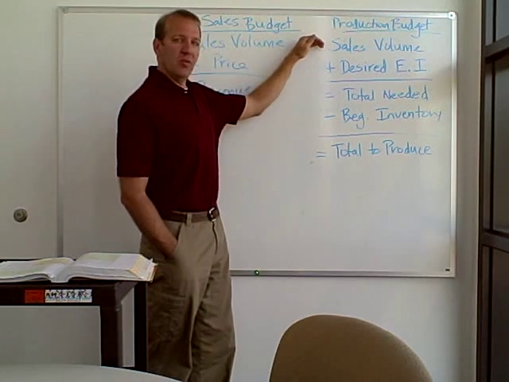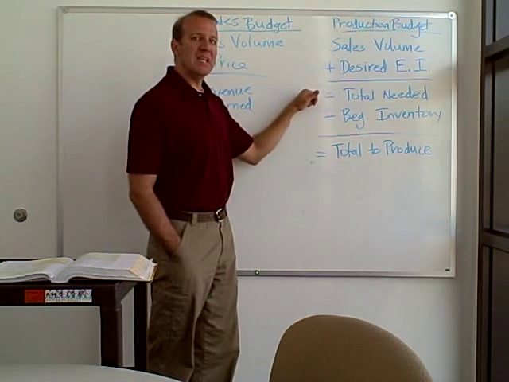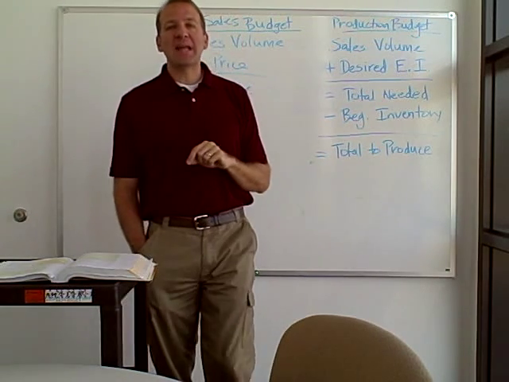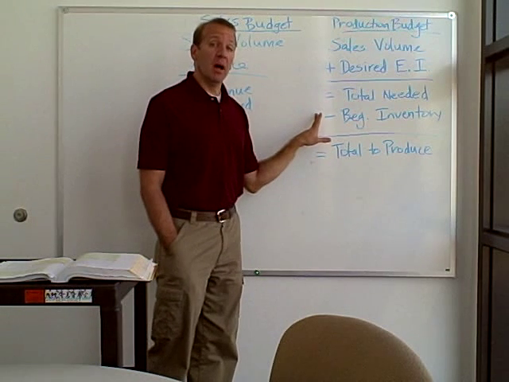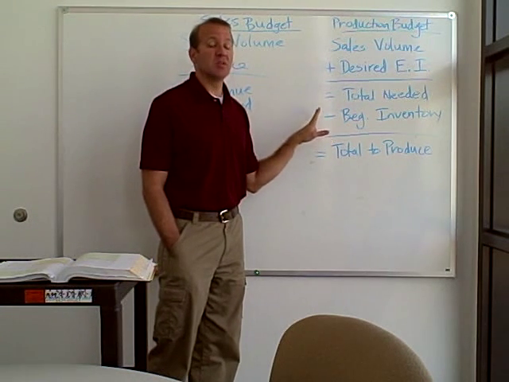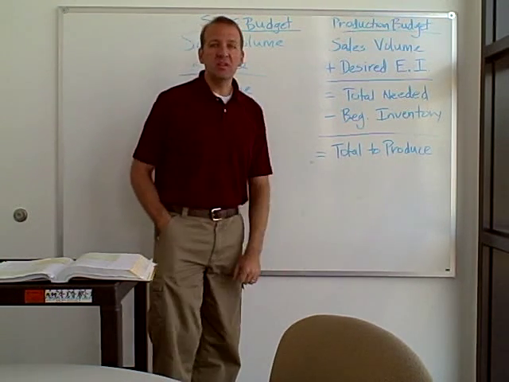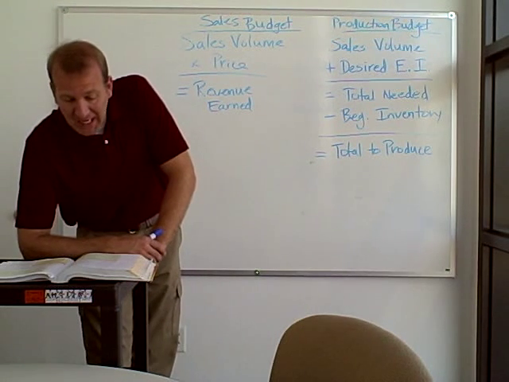So you take the sales volume that you anticipate plus your ending inventory, and that gives you what you need. But we might have already had some in beginning inventory. So if you already have some in beginning inventory, you have to subtract those out. Then this would be the total you need to produce. The textbook has a very good example of this on page 880.